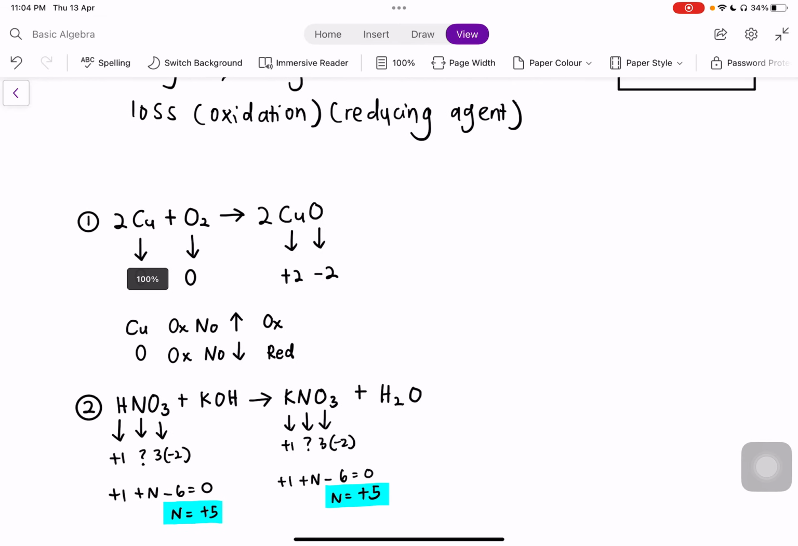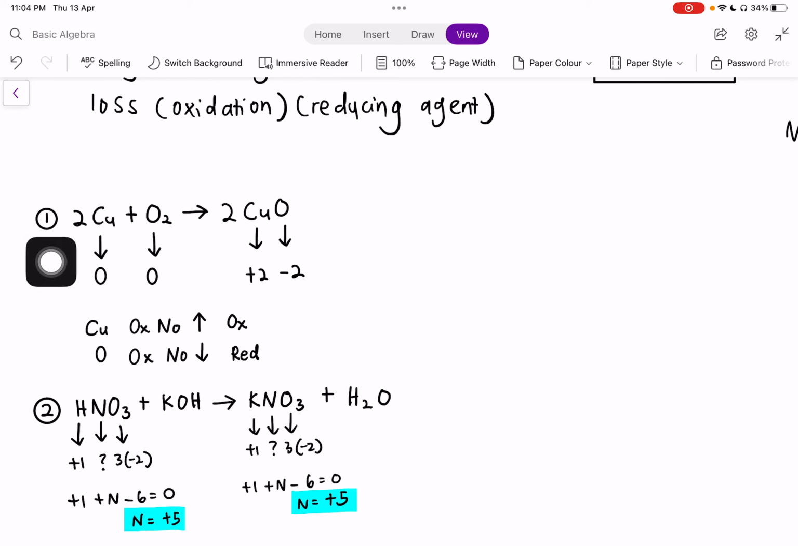Okay, here another example. For number 1 is a redox reaction because you can see the difference in oxidation number. From 0 increases to positive 2, and here from 0 decreases to negative 2. If increases, it means it undergoes oxidation. If reduces, it undergoes reduction.